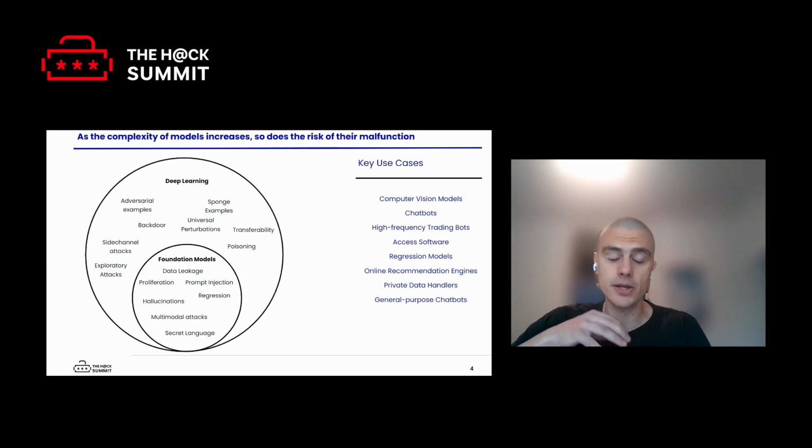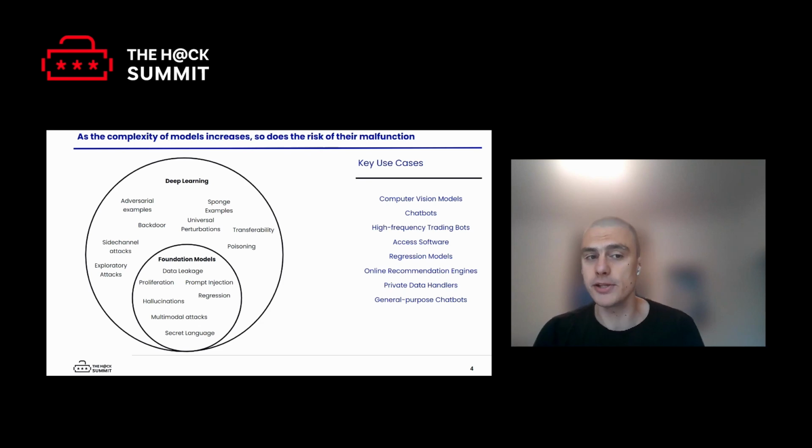When we consider the complexity of general deep learning models, we've already had quite a lot of literature for 10 plus years on what kind of vulnerabilities they are, what kind of threats there are in terms of adversarial examples, backdoor attacks, poisoning attacks, side channel attacks, or even exploratory attacks. When we consider the rise in foundation models and the increased capabilities that they have, we see that not only have they not resolved the general deep learning challenges, but also bring a number of distinct issues that also need to be addressed going forward.